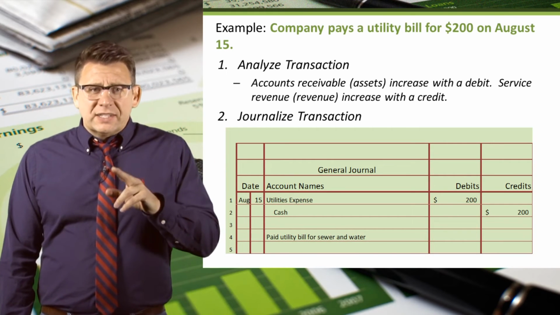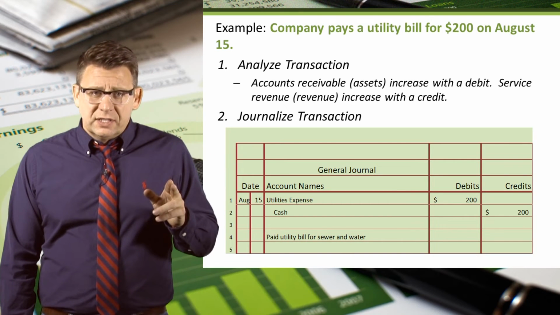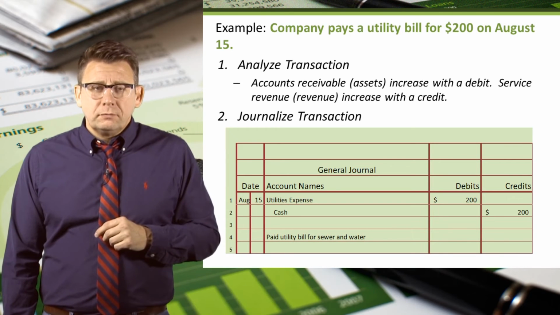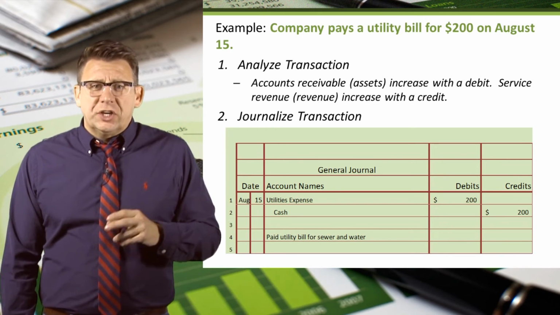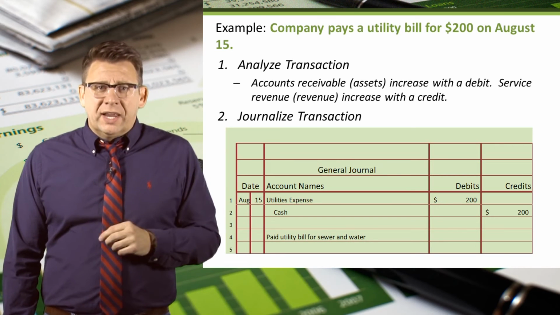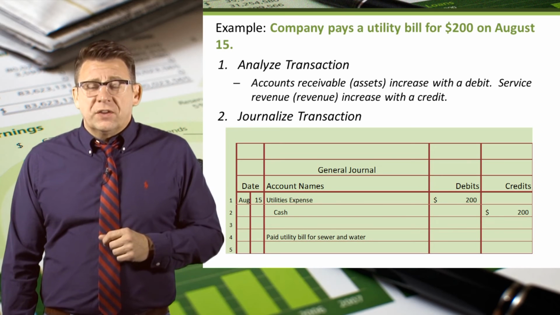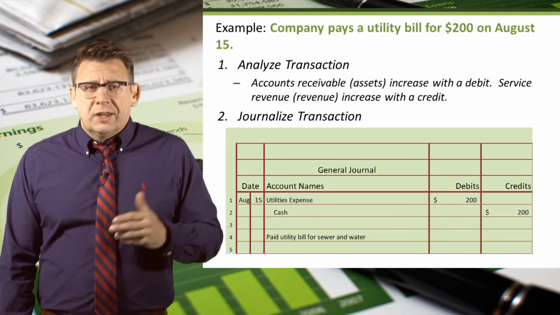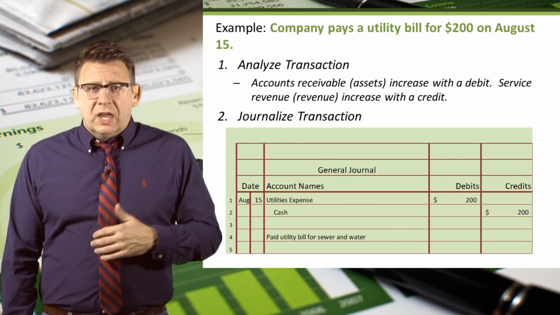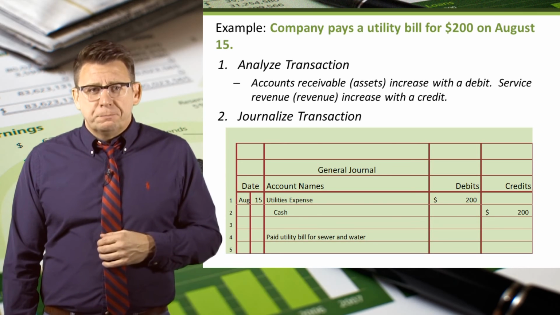We will then list the debit account first, so we will enter utilities expense, and then $200 in the debit column. Next, we enter cash in the credit account. We'll want to indent cash, as you can see here, and then $200 in the credit column. Finally, we would enter a description for this transaction. And we've now entered this transaction into the general journal.